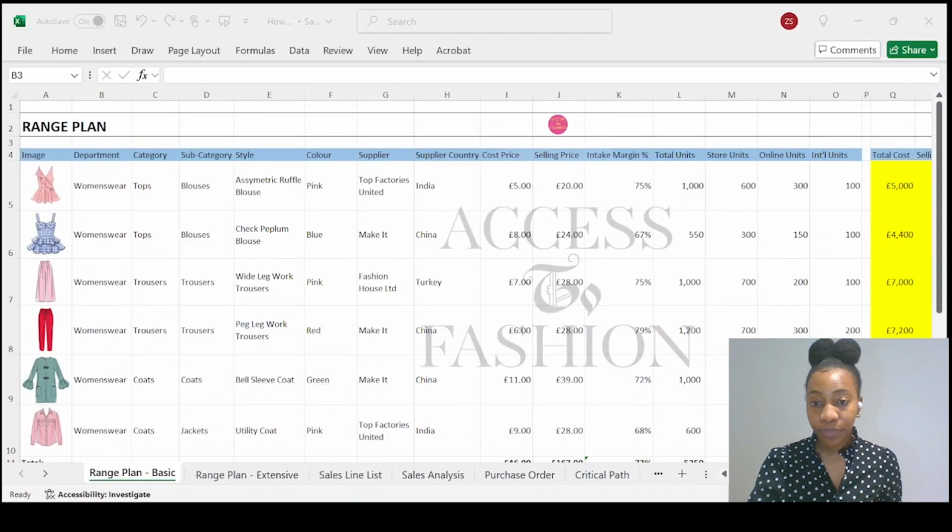Okay, so here we go. I'm just going to throw it up on the screen now so that you can have a proper view. This is the basic range plan that I shared a while back, and we're going to have a proper look at it.